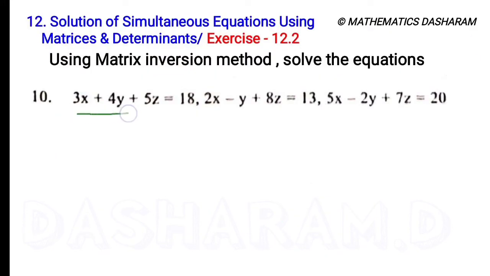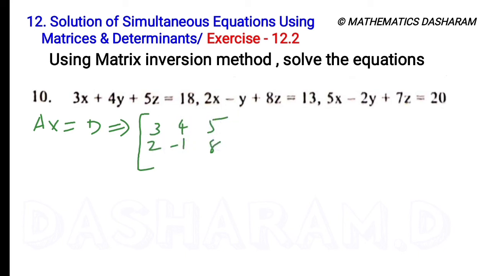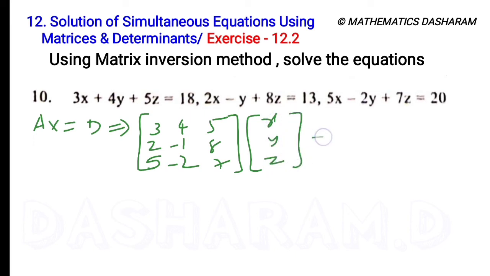10th question: 3x plus 4y plus 5z equals 18, 2x minus y plus 8z equals 13, 5x minus 2y plus 7z equals 20. So the matrix notation form is AX equals D. This implies matrix A is 3, 4, 5; next 2 minus 1 8; next 5 minus 2 7. X means the variable matrix, so X, Y, Z. D means the constant matrix, that is 18, 13, 20.